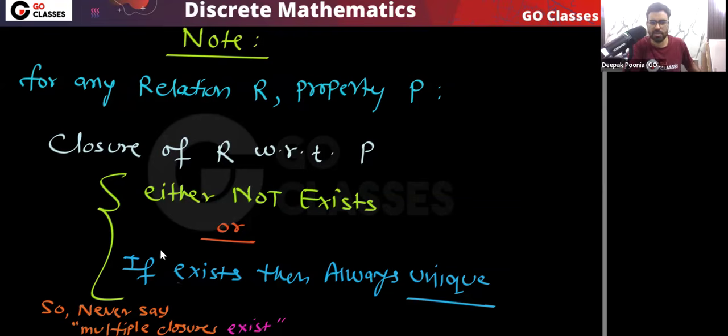Is this point clear? I hope you understood. Very simple. So the closure of any relation with respect to any property either does not exist, or if it exists, then it will always be unique. Never say that multiple closures exist. Multiple closures will never exist. If it exists, then it will be unique.